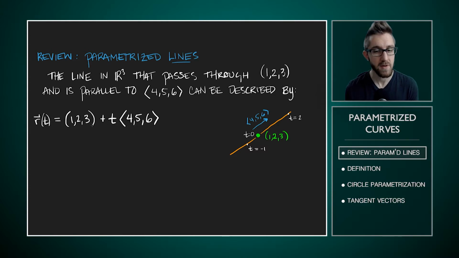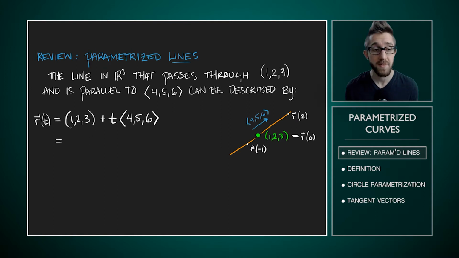In other words, we're thinking about these points not as just points, but as outputs from this function r. So a better way for me to have labeled these points would have been to say that (1, 2, 3) is the point r of 0. The point over here would be r of 2, and the point over here was r of -1.